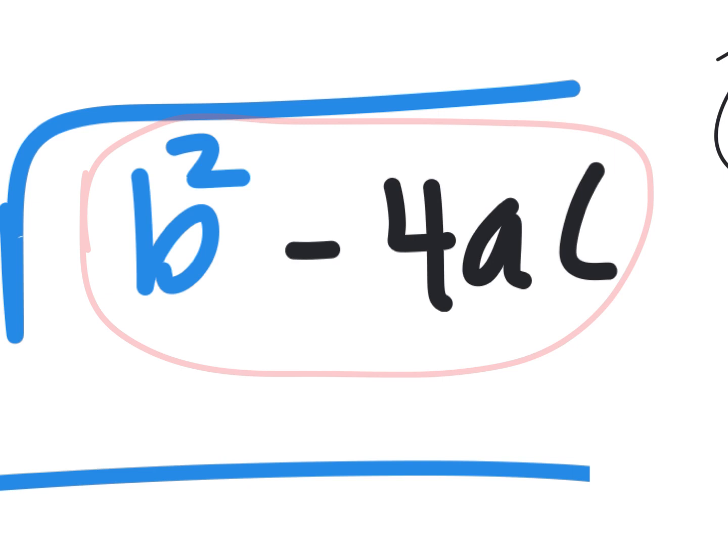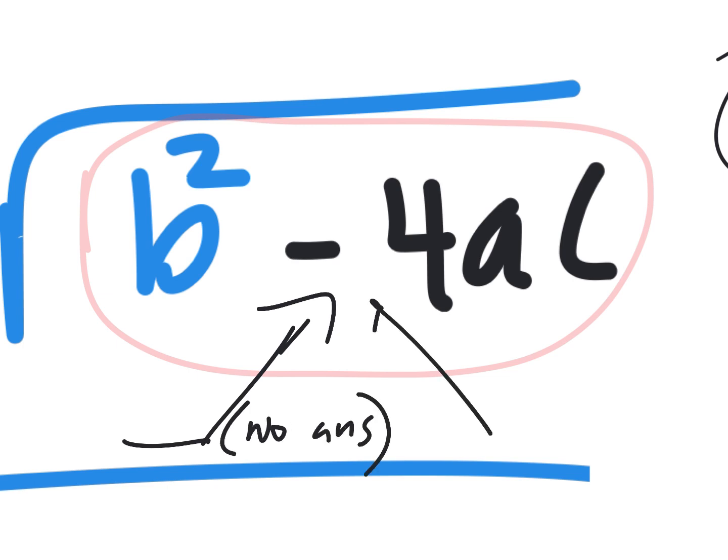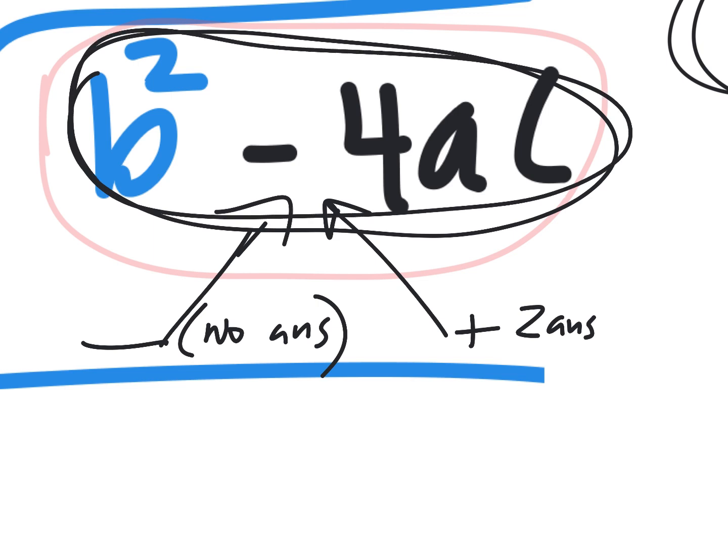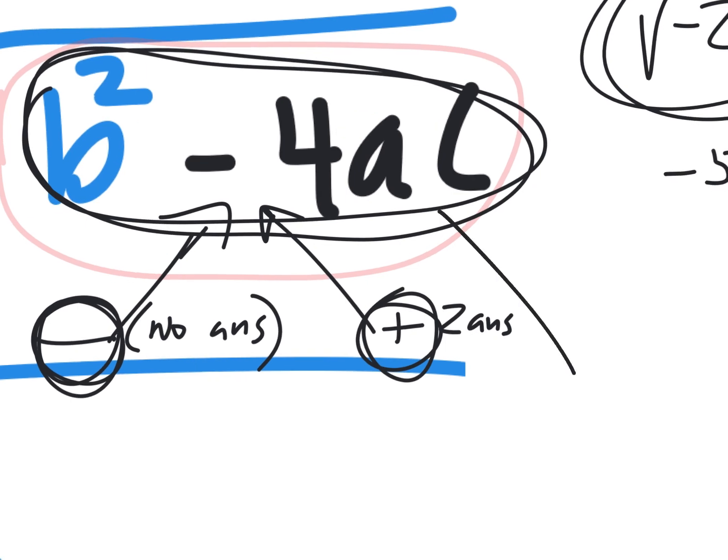All right. Well, what are the other two things that could happen? If this comes out negative, then there's no answers. Or it could come out positive. And if it comes out positive, there's going to be two answers. Or the last thing is that if you calculate this all out, you could come up with an answer that equals 0. So there's three things: it could come out positive, negative, or 0.